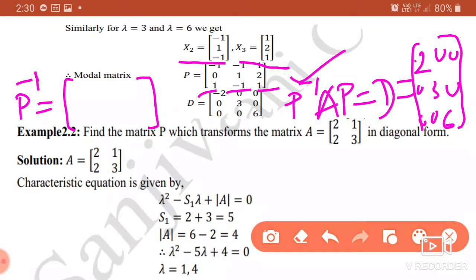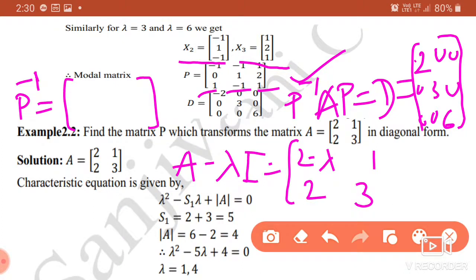Then the second example is: find the matrix P which transforms the matrix A into diagonal form. So first again find A minus lambda I. A minus lambda I is equal to [2 minus lambda, 1; 2, 3 minus lambda]. For a 2 cross 2 matrix the equation is lambda square minus S1 lambda plus determinant of A equal to 0. S1 is the sum of diagonal elements, which is 5, and the determinant is 4. Substituting, we again get two eigenvalues which are different. If they are different, it means it is diagonalizable.